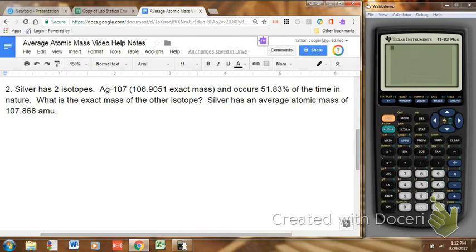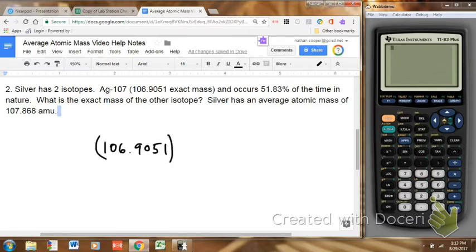Second question, I'm going to show the work. Silver has 2 isotopes. I have silver 107, and it gives me the exact mass. I'm going to use the exact mass in parentheses when given. Make sure you're aware of that. In most of the format so far, we've only given you the mass number of that isotope, but when exact masses are given, please use that. So I know the mass of the first isotope, (106.9051).